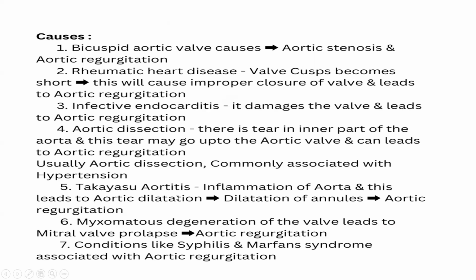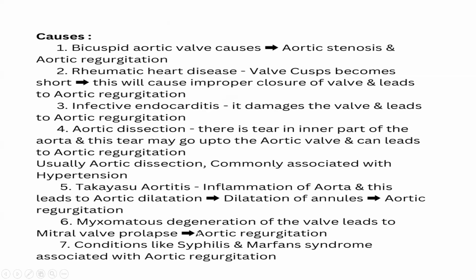Then Takayasu aortitis: inflammation of the aorta leads to aortic dilatation, and that aortic dilatation will cause dilatation of the annulus. This dilatation of the annulus can lead to aortic regurgitation. So if the aorta dilates, the annulus that is attached to it also will spread out. And if that dilates, the aortic valve won't be able to close properly, causing regurgitation.